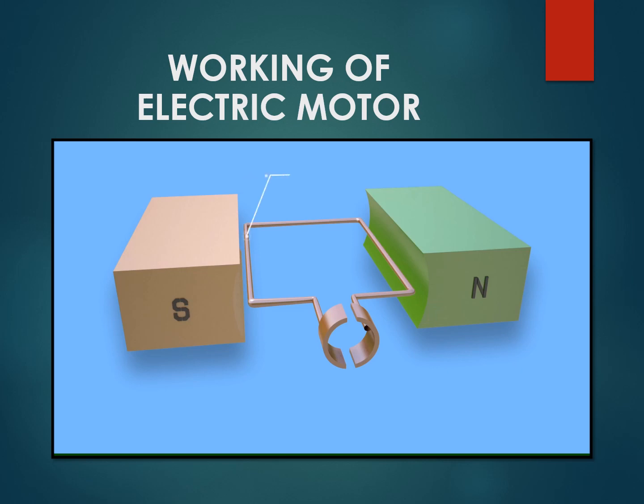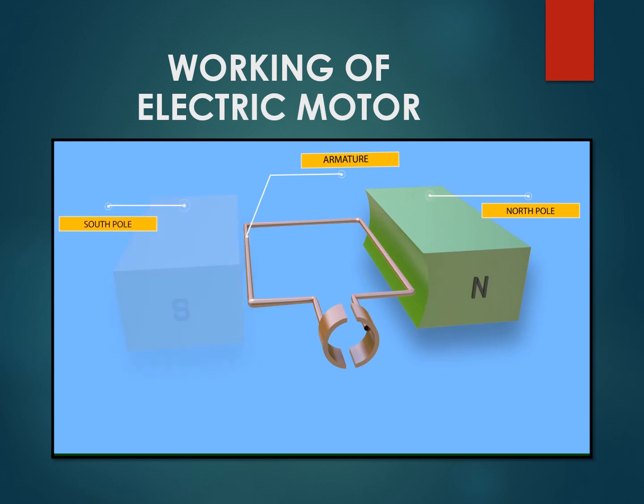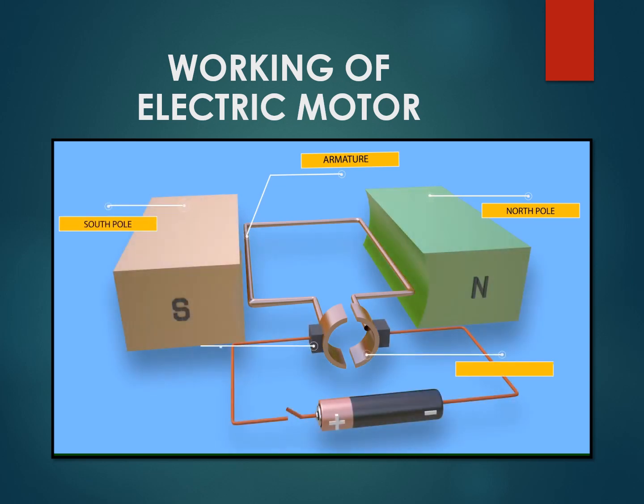The very basic construction of a DC motor contains a current-carrying armature, which is connected to the supply through commutator segments and brushes. The armature is placed between the north and south poles of a permanent magnet or an electromagnet. In this elementary model, one single turn of conductor is placed between two opposite poles.